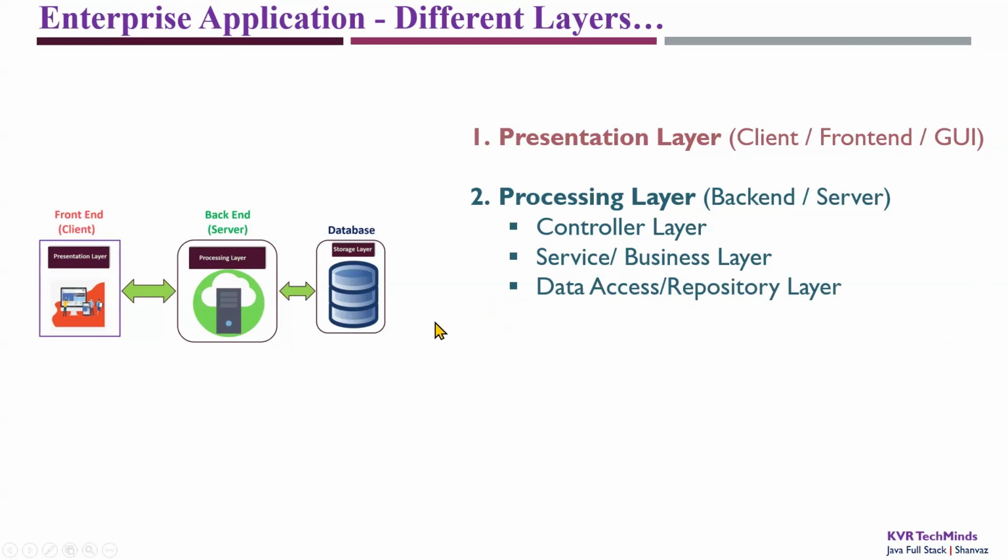So the data access layer knows how to connect with the database, how to perform four types of operations: create, update, delete, and select. The controller layer's responsibility is that it knows how to accept all the requests and how to call the business logic. The service layer will keep the business logic here.